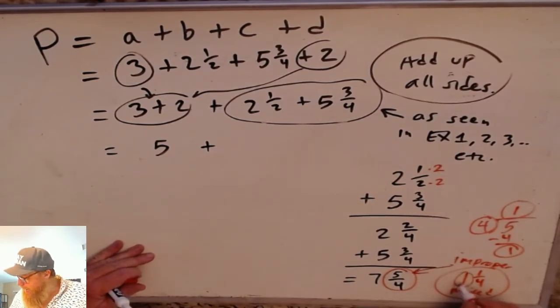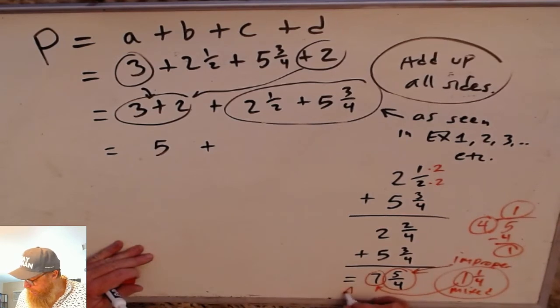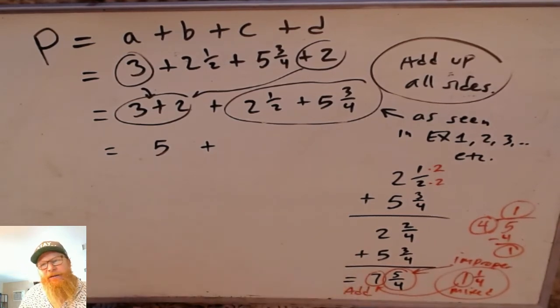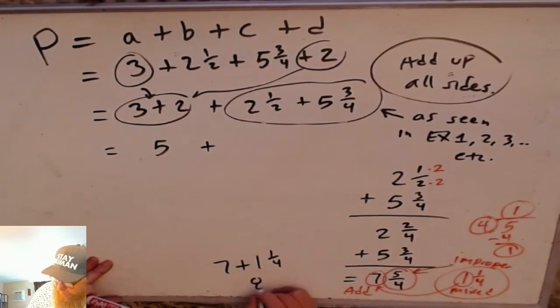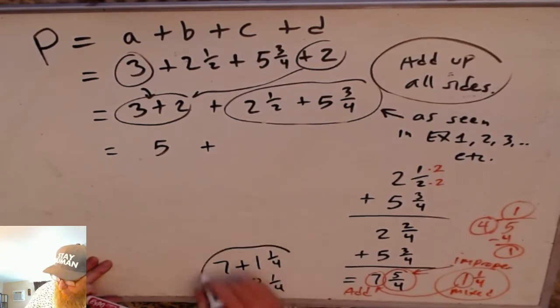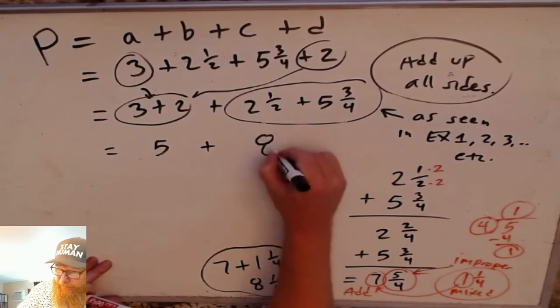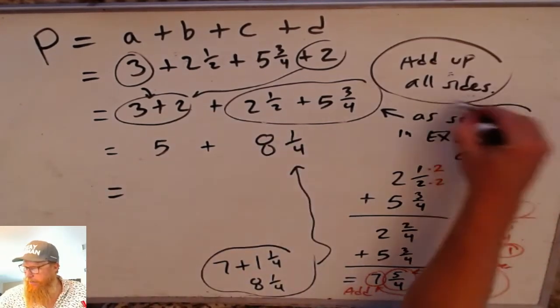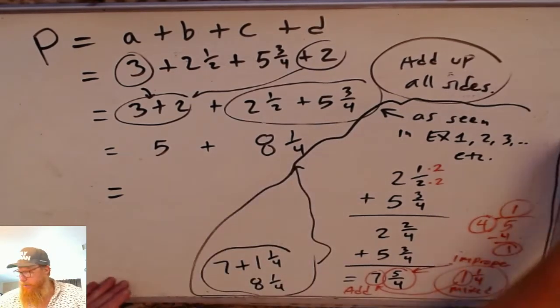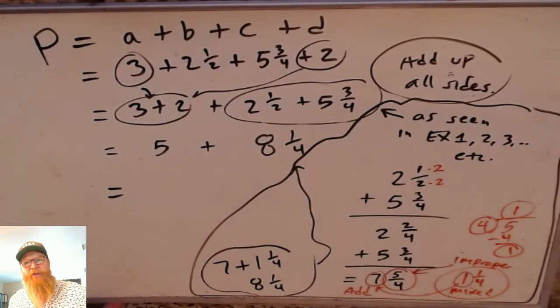So you're going to add the 1 to the 7. And you're going to get 7 plus 1 1/4, which is 8 1/4. And that goes here. Okay. So all of this work here was just to resolve those two fractions.